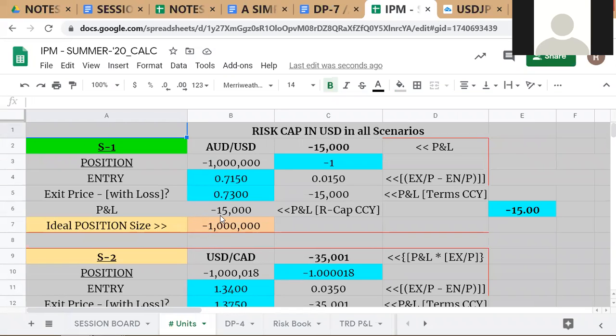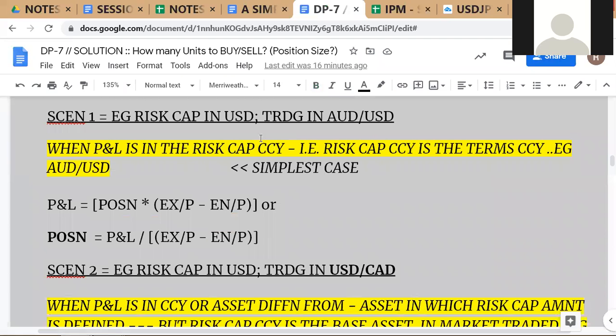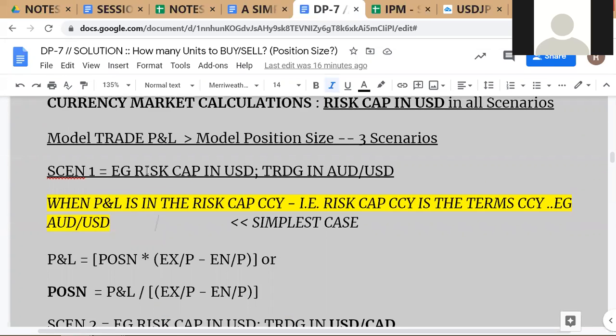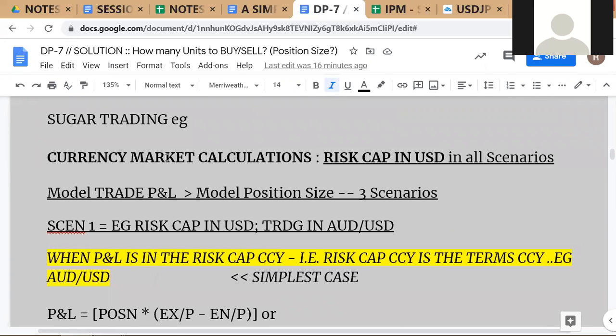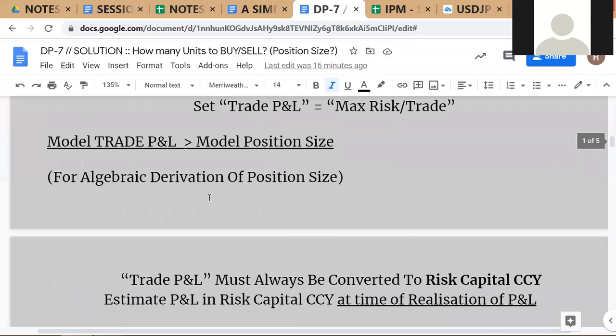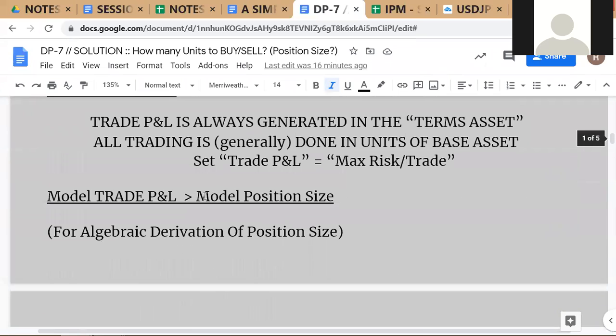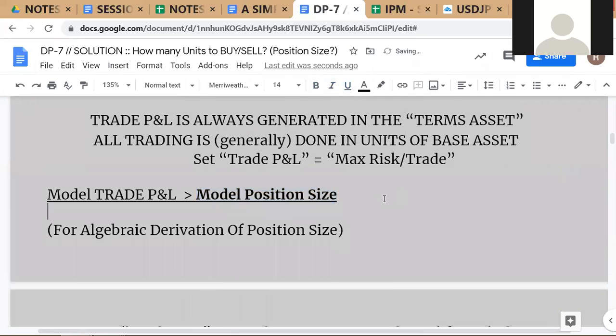So we're starting with the first scenario, which is the simplest scenario, which we did not cover in the previous session. Okay. So remember, we are operating in the currency market, and the larger objective that we have is to model the position size, and to look at 3 scenarios for modeling the position size, all right? This is basically where we are. I'll put this in bold. This is what we are trying to do.